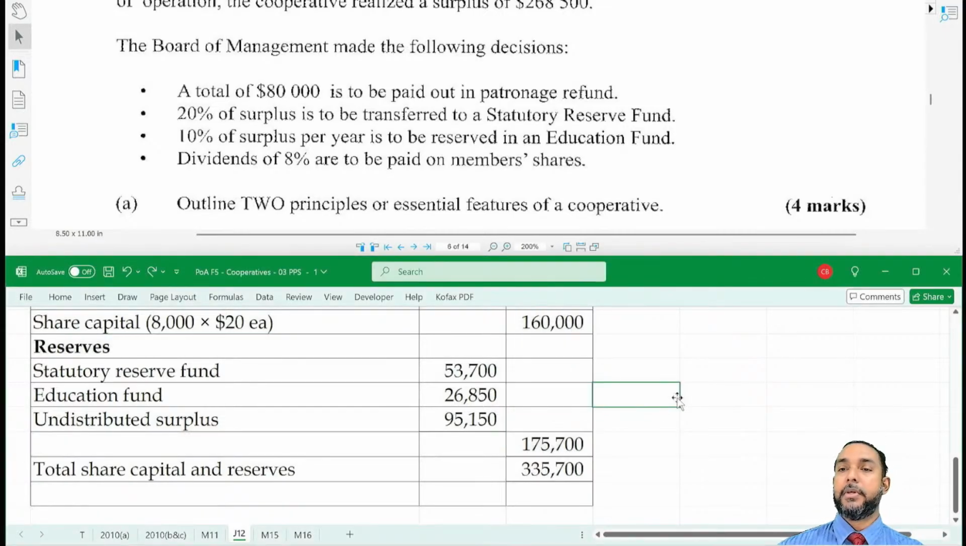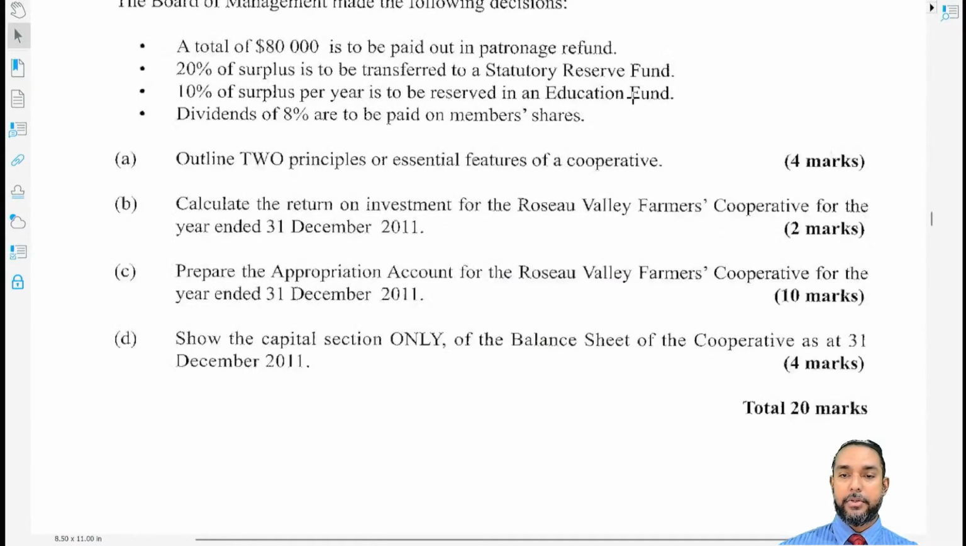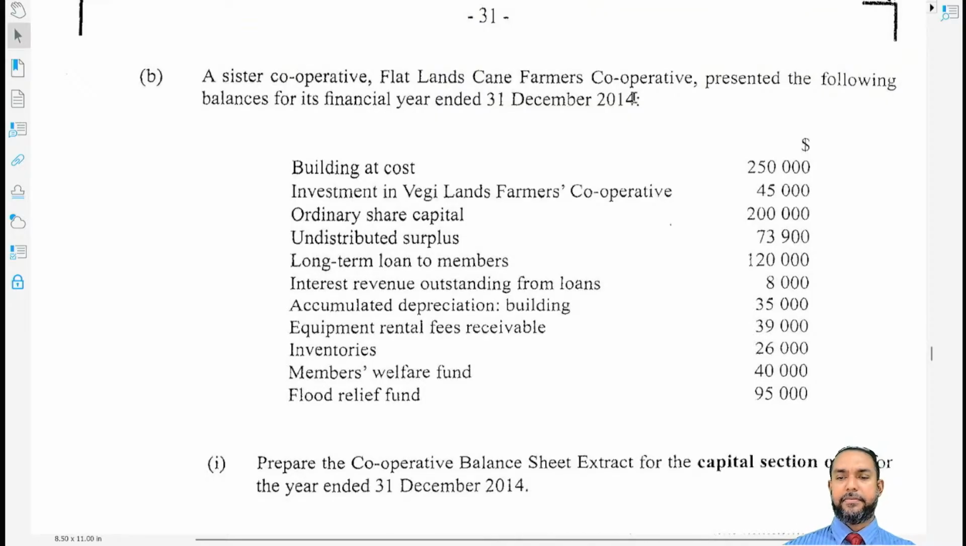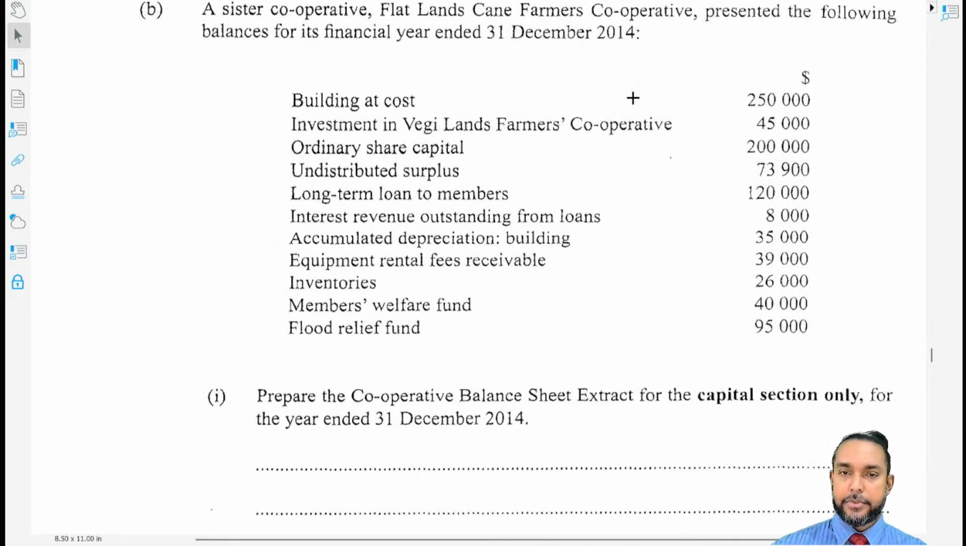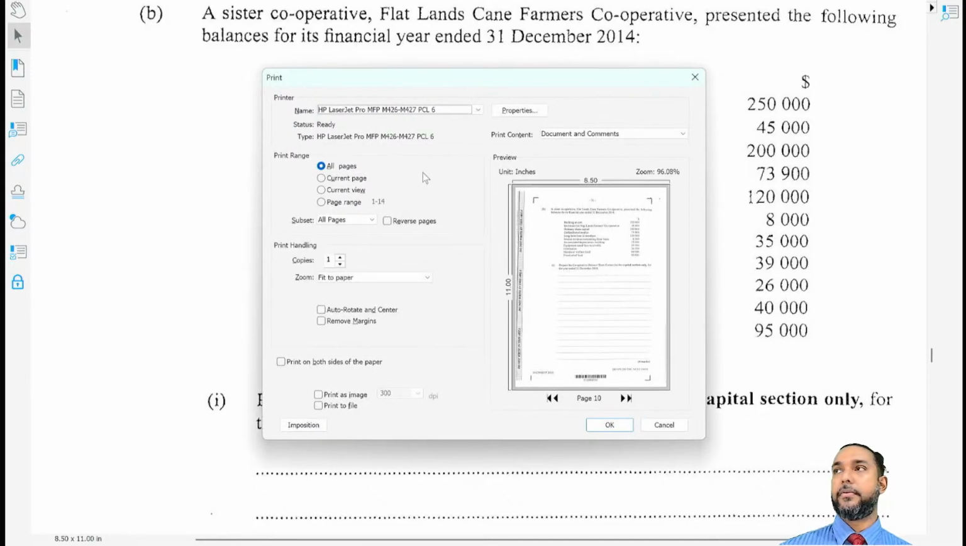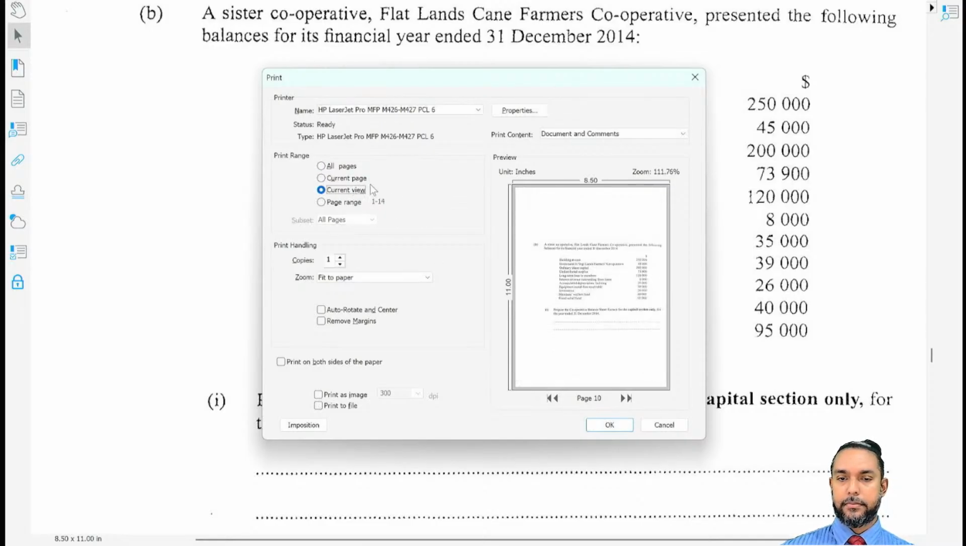Okay. So with that now, what I want to do is go to Flatlands. We didn't work Flatlands yet, right? So with Flatlands now, let me print this out for those in class: 1, 2, 3, 4, 5, 6, 7, 8, 9. Right, cool. So current view. No, current page. Right, that's fine.